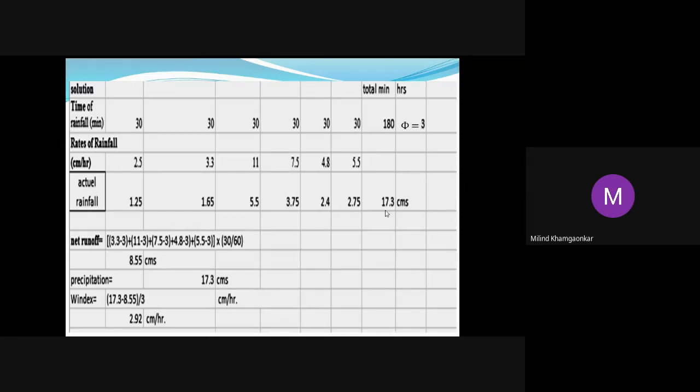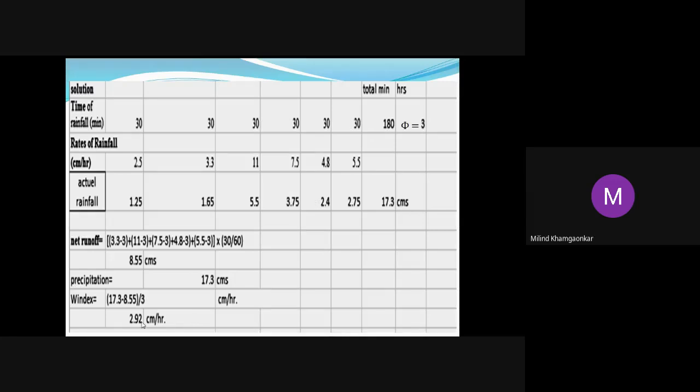Let's look at this first, then we will look at that. So the total is 17.3 centimeters. So the W index is equal to this total rainfall 17.3 minus 8.55, divided by the duration, that is 3 hours, that is 180 minutes divided by 60, which is 3 hours. So therefore 2.92 centimeters per hour is the W index. And as we have seen, it is less than the phi index, 3 centimeters per hour.